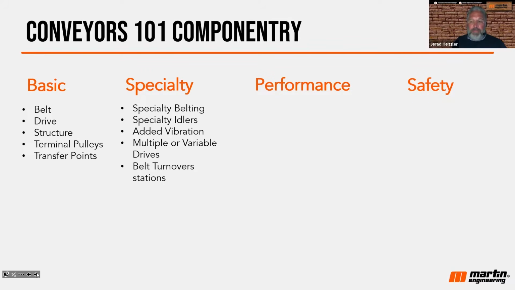Sometimes some conveyors will have multiple or variable drives. And in rare instances, you might see what's called belt turnover stations. On long, long conveyors that have a long run, to prevent carryback, after the belt discharges, that belt will flip over and return back upside down to prevent that material from falling off on its return path. So just some specialty applications that are sometimes seen.